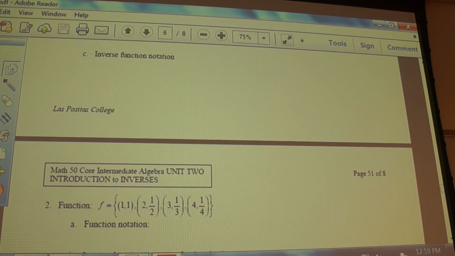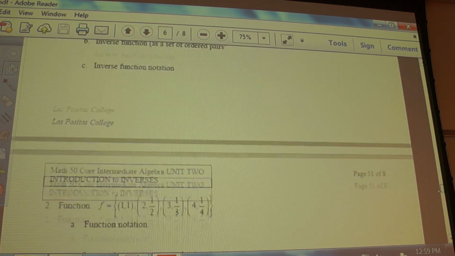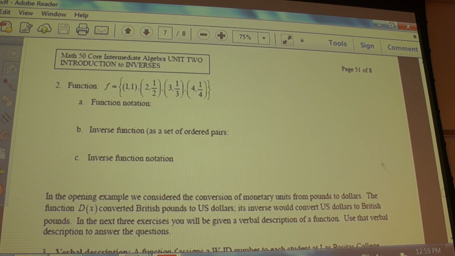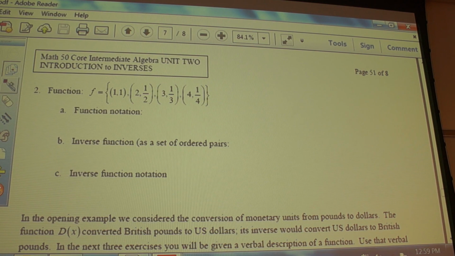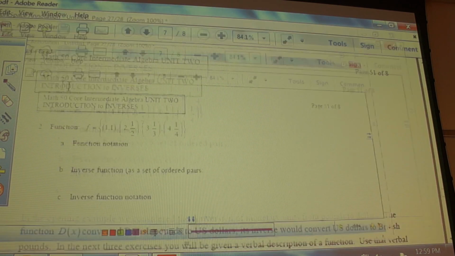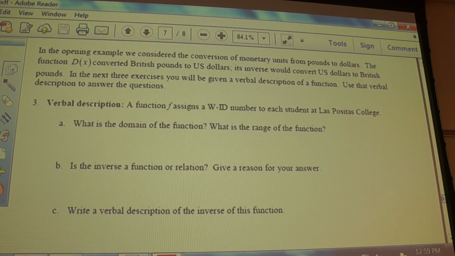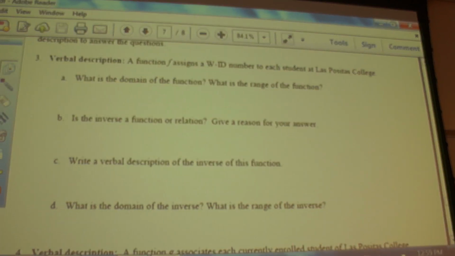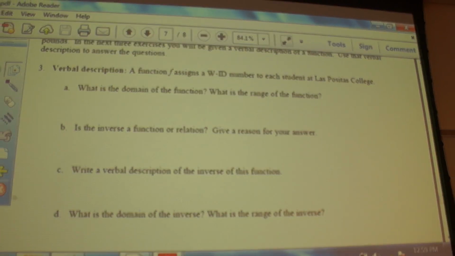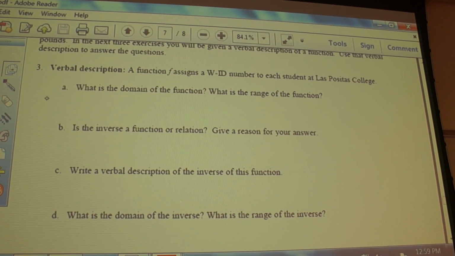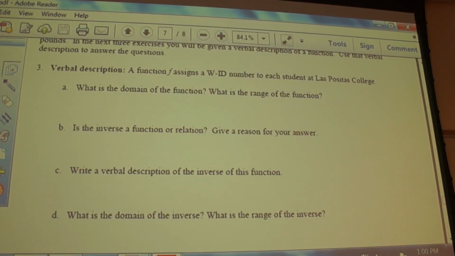Do you guys want to talk about the verbal one? Yeah, we'll talk about it. So, verbal description. You know what, I'd rather read. Okay, so why don't you guys work on the first two, and when we get to next week, we'll go ahead and start on it. But I'll go over it when we get there.